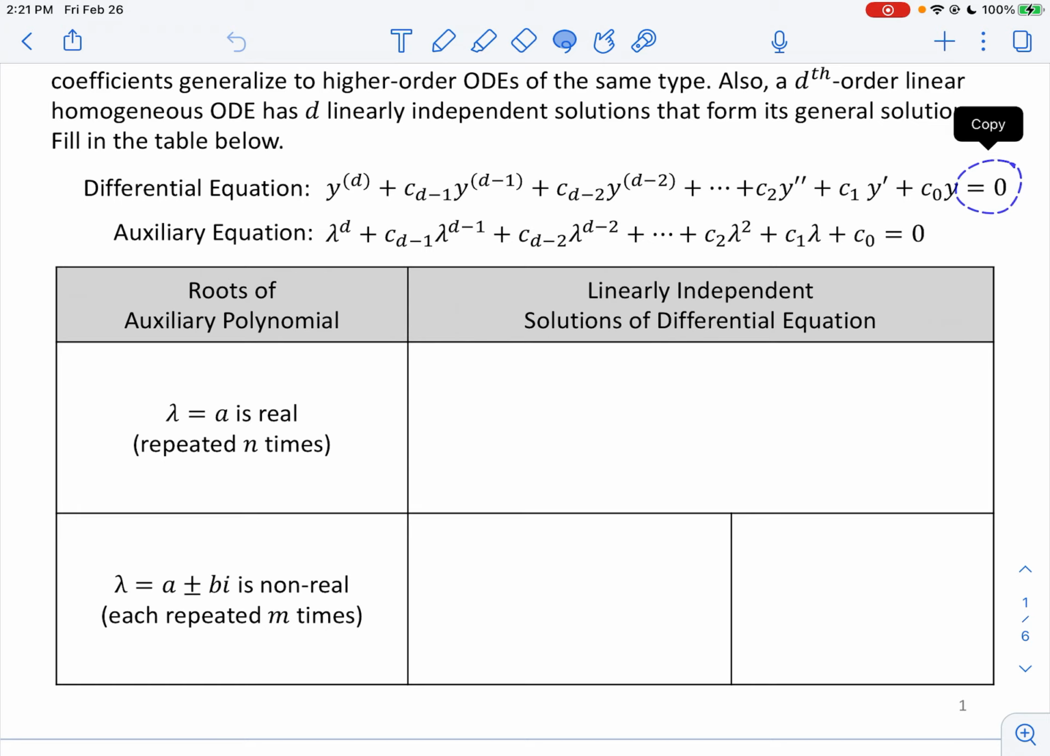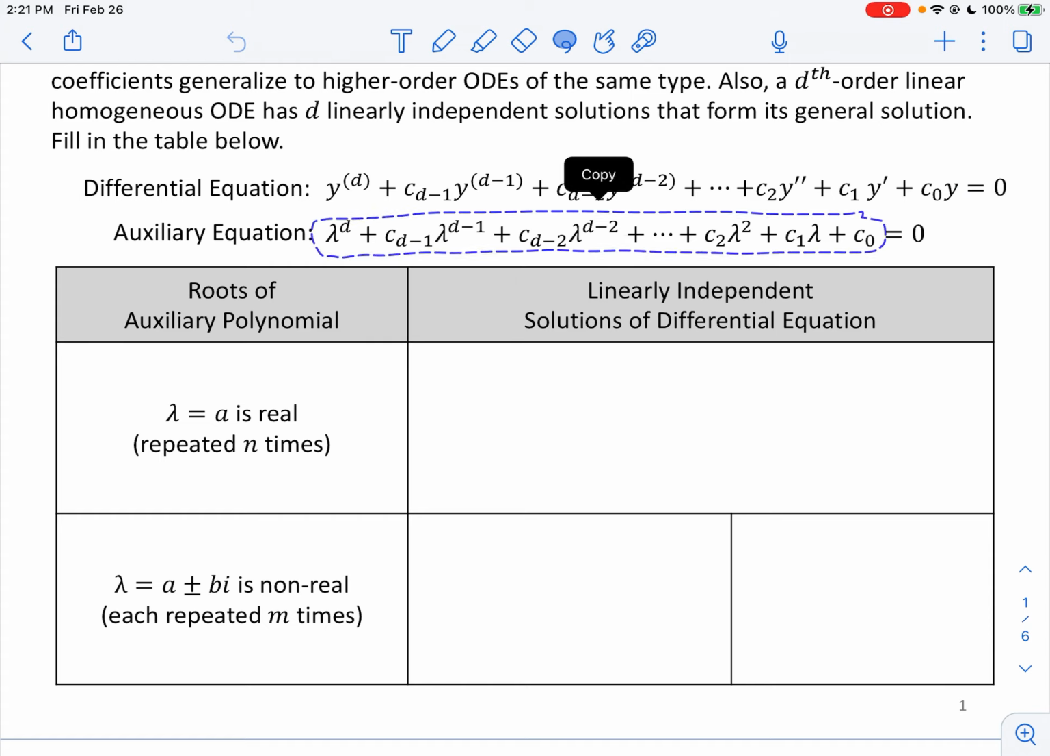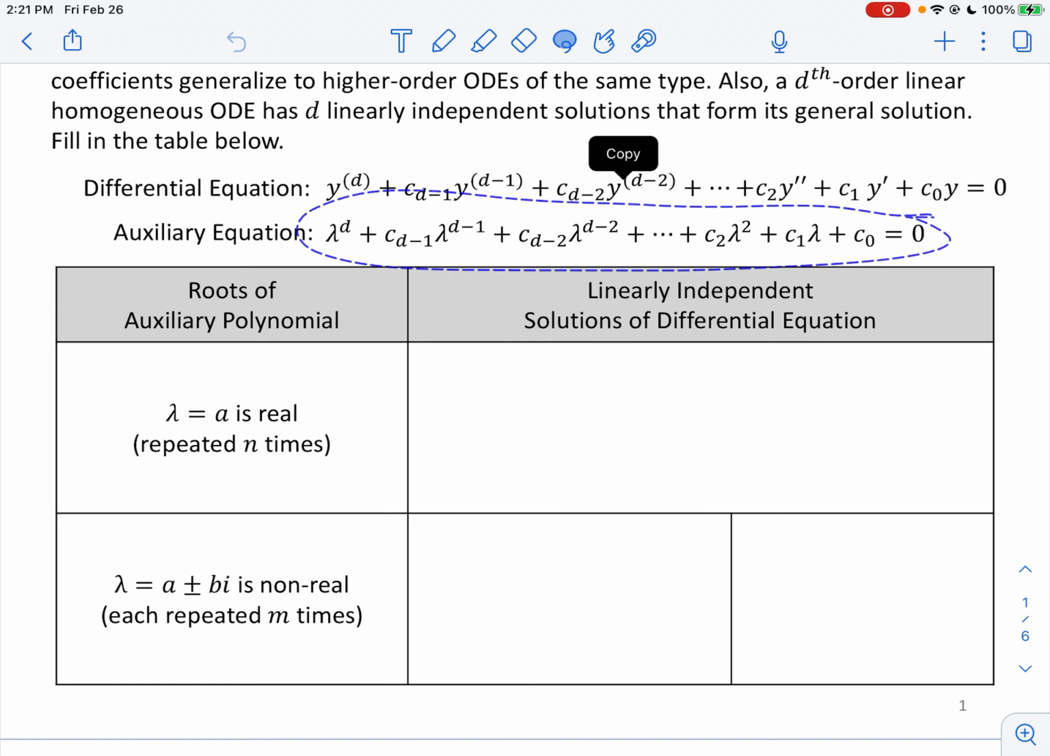So when you create the characteristic polynomial or the auxiliary polynomial, you wind up creating this polynomial right here, and we want to find the d solutions to this equation. And this might involve imaginary or complex roots or purely imaginary or real roots. They might be repeated. And so we're going to fill in this table here that tells us how to find all the linearly independent solutions to the differential equation.